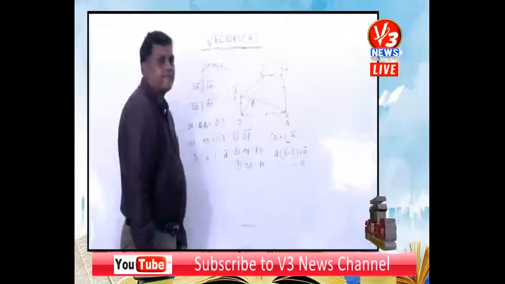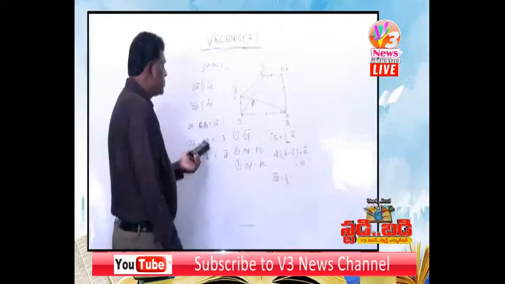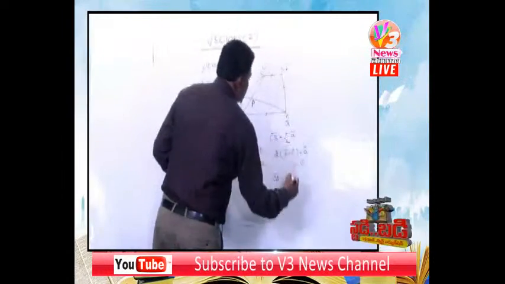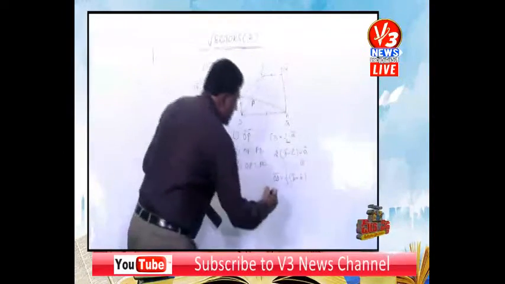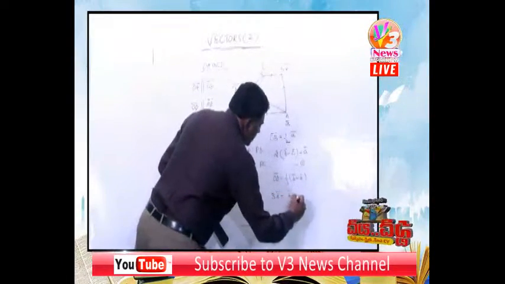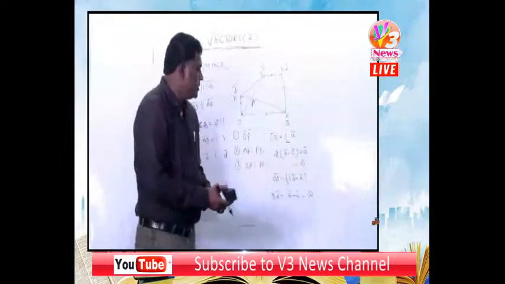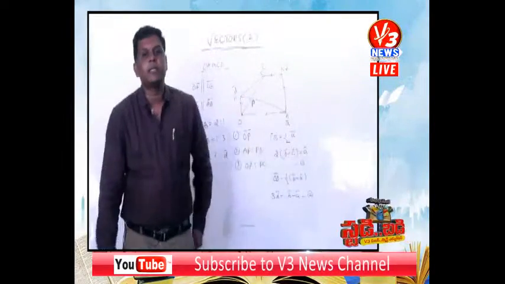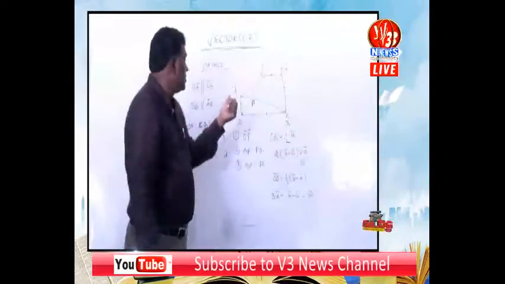This is number 2. OD bar is 1/3 of AB bar. OD bar is 1/3 of what? AB bar. AB bar is nothing but OB bar minus OA bar. It gives you 1/3 of B bar minus A bar. So here 3D equals B bar minus A bar. This is number 2. These are the two conditions given, these two equations. Now using these two equations we can eliminate the unnecessary term. Finally, the equation should end with only two terms.